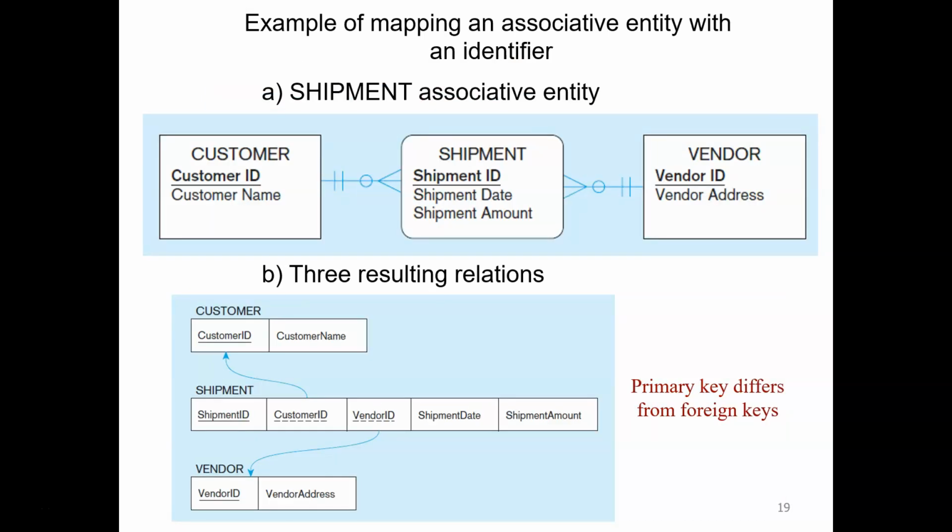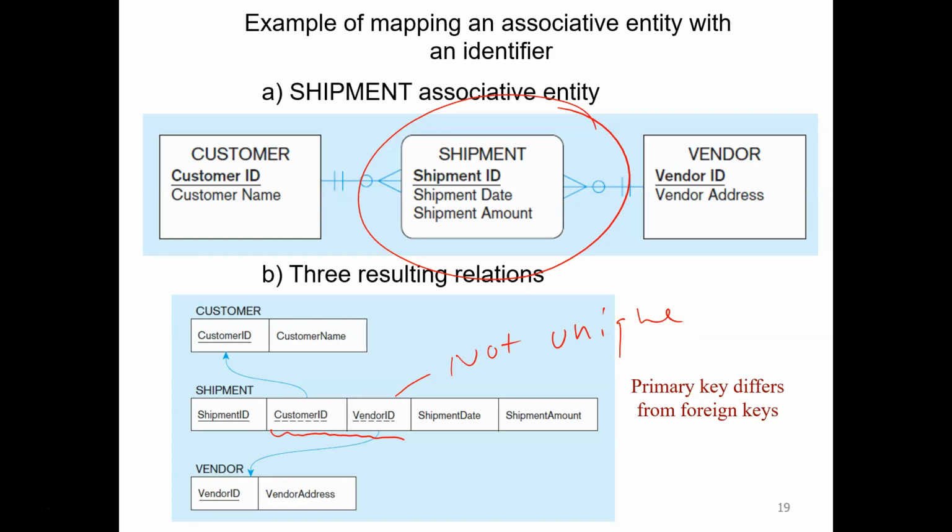Let's look at another example here. In this case, the associative entity here is shipment. We create 3 tables: customer, vendor, and the shipment. By default, we should use the customer ID and the vendor ID together as the primary key for the associative entity. However, in this case, the combination of customer ID and the vendor ID wouldn't be unique enough because the same customer may order from the same vendor multiple times. So the combination here wouldn't be unique enough.